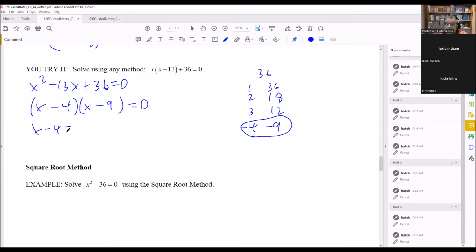I can just take these directly now and set them equal to 0. So I get x is equal to 4 and x is equal to 9. And those are the two answers on that one.